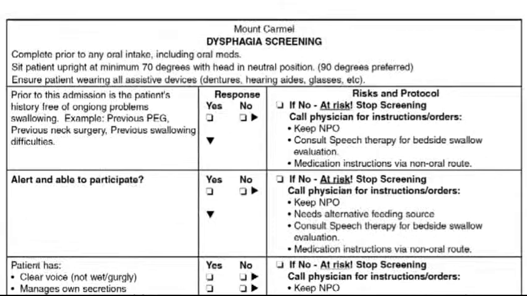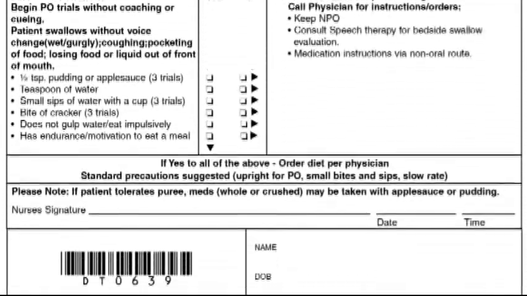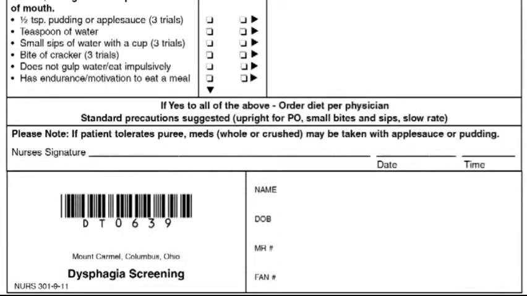Okay, let's review how to complete the dysphagia screening form. It's pretty self-explanatory. It's very simple in that there's a series of 11 yes/no questions. As you go along, if you answer yes to a question, you simply move on to the next question until you're done with all 11 questions. If your responses have all been yes, then the patient has passed the screening, and you can go ahead and order the patient's diet order per the physician's order.